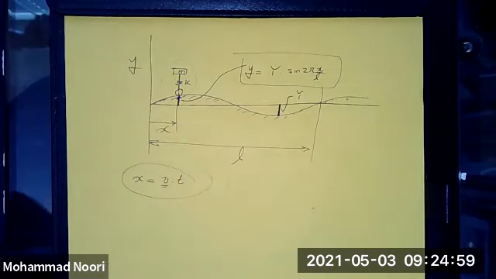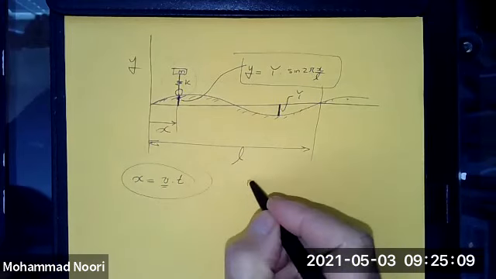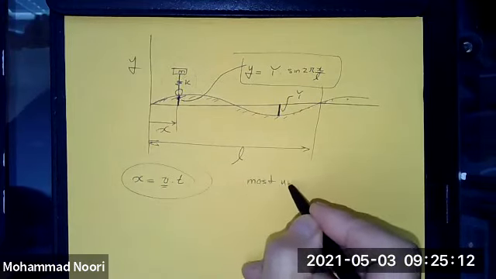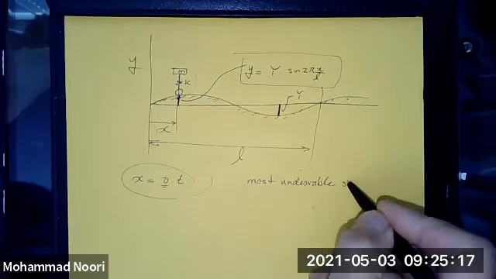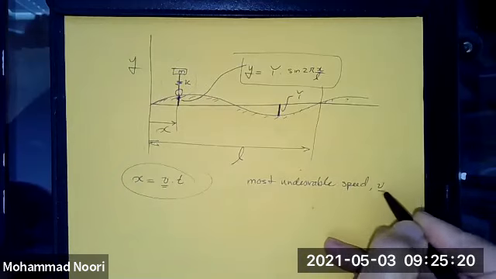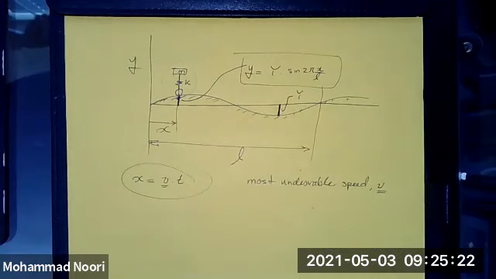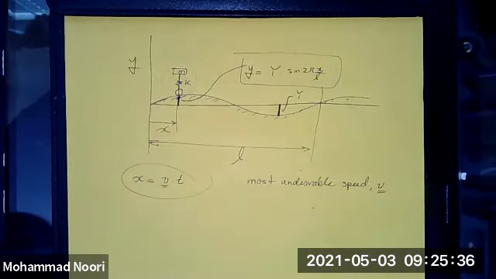and this is a car, the distance traveled by the car, we want to find the most undesirable speed of this car. So in other words, we want to find, at what speed, what is the speed we should avoid, given that you have an input function which has a frequency.